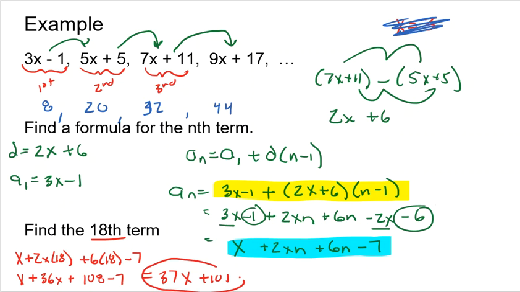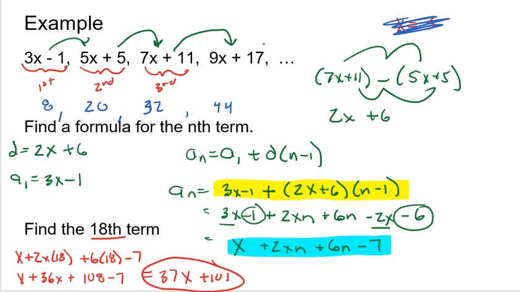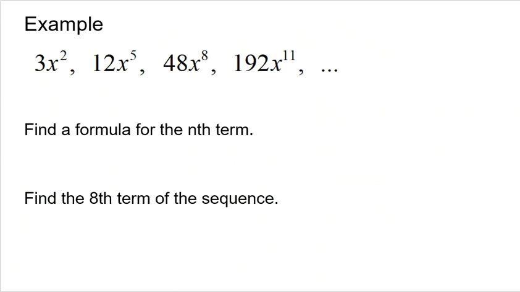So the 18th term, if I continue the pattern of add 2x plus 6, add 2x plus 6, add 2x plus 6, the 18th term is 37x plus 101. So again, it's just throwing algebra into the mix. That just means there's going to be an x there, an unknown. But when you do the formula, n still represents the term you're looking for. All right, let's do another example, but this time it's geometric.